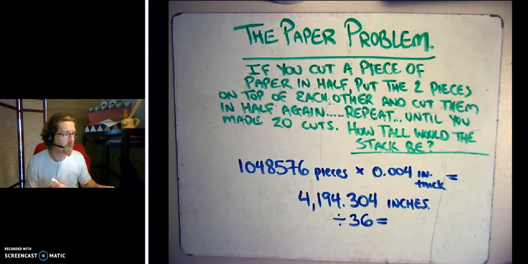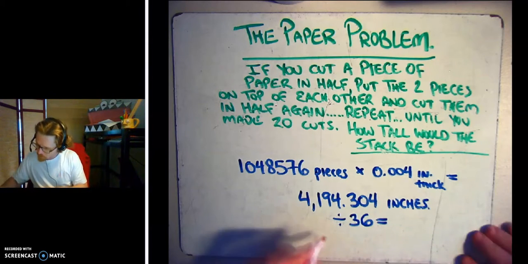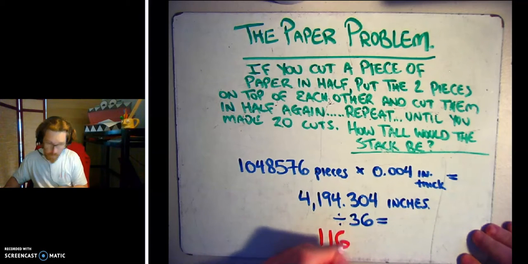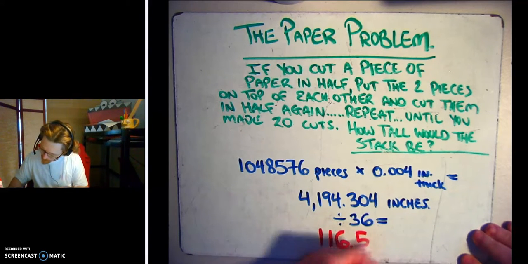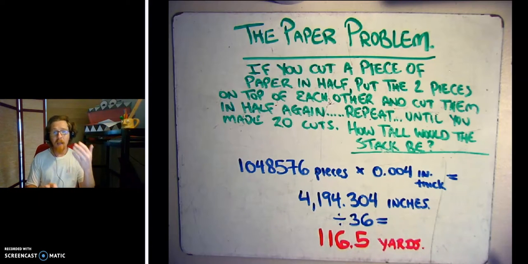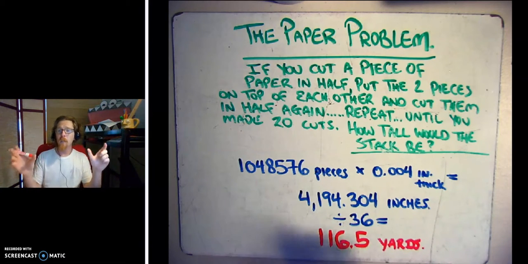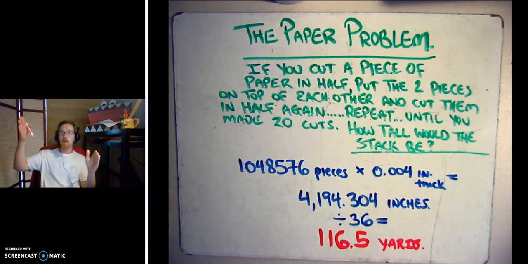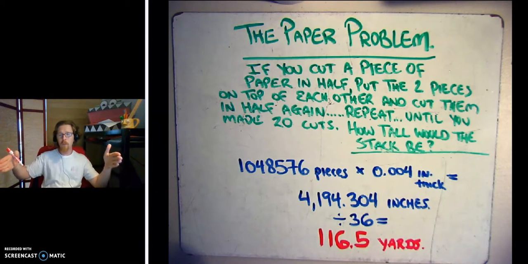And it turned out that 4,194.304 divided by 36 is going to be 116.5 yards. Now, that I can wrap my head around. I know a football field is 100 yards, including the end zones, which are 10 yards each. From goalpost to goalpost, a football field is 120 yards.